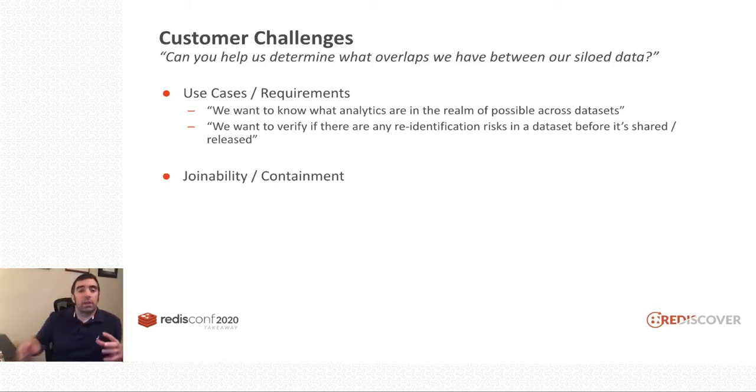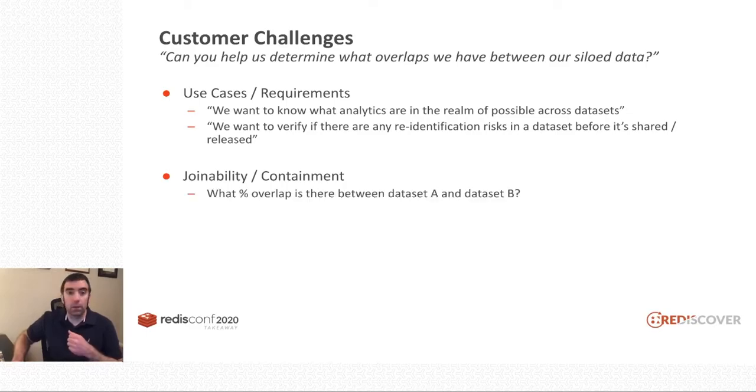So what we're talking about is joinability and containment. I often use the two terms interchangeably, but really joinability in my mind is a yes or no question. Can data be joined? Yes or no. Containment is the actual measurement of how much of the data can be joined together. So really, containment is the percentage overlap between dataset A and dataset B, and vice versa.